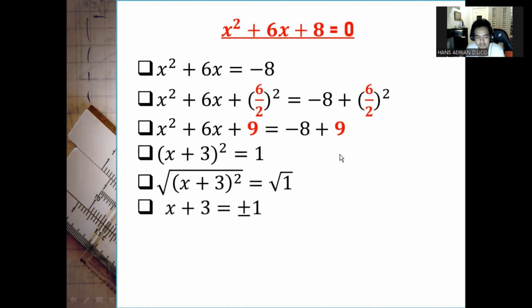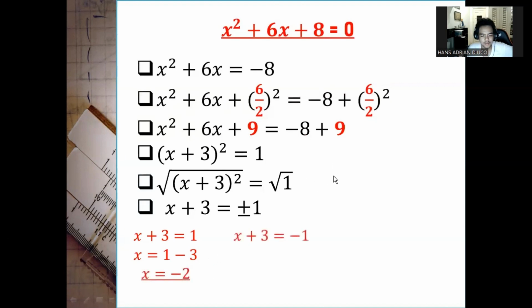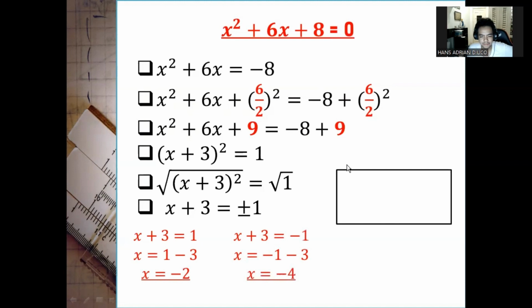And then you square root both sides. And you get x plus 3 equals positive or negative 1. And just like a while ago, find the value of the left and right for both positive and negative 1. For positive 1, you get 1 minus 3, negative 2. Same as before. For negative 1, you get negative 1 minus 3 equals negative 4. Same as before. So again, we check. It's the same one as a while ago.